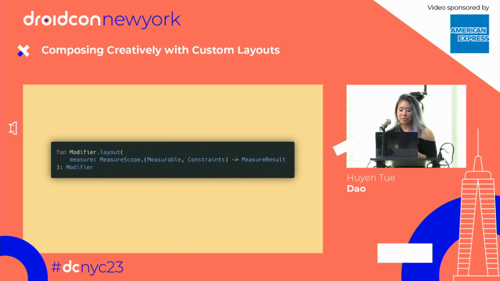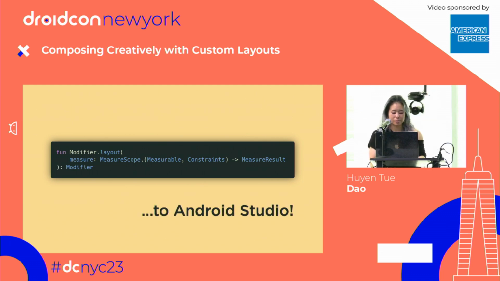And basically, layout is a modifier that gives you something very similar to the measure policy, where you get a measure scope, which defines where a bunch of measure and layout stuff can happen. You get a measurable. In the layout, you got a measurable for every element in that layout, whereas here, you're overriding the layout for one element, so you get the measurable for that element. You get some constraints, and you still go through the process of measure, placement. All right. So that's all fine.